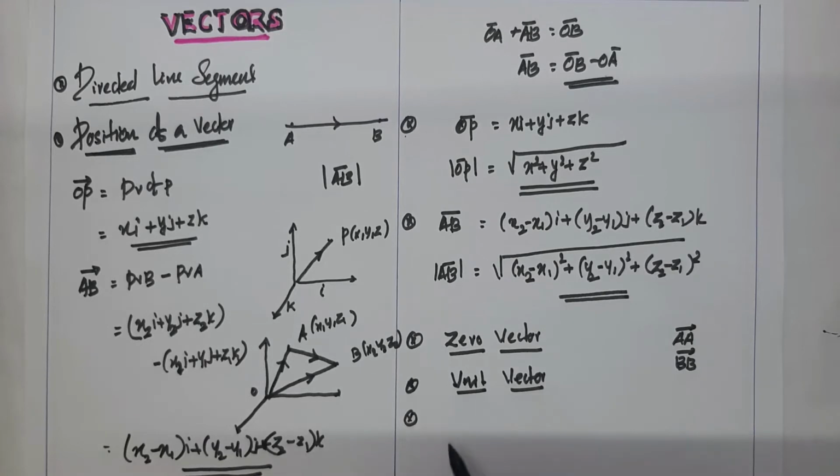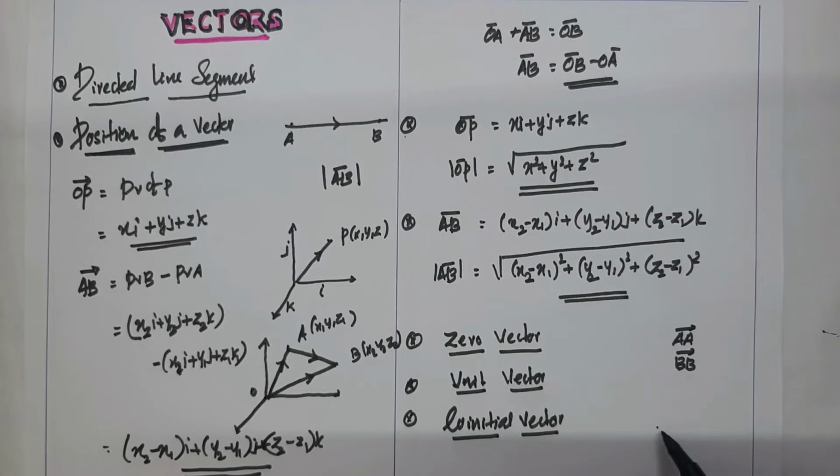Then co-initial vector. What is co-initial vector? Vectors having the same initial point. That means suppose a point is given, and from this point you write two or more vectors. Vectors having the same initial point are called co-initial vectors.